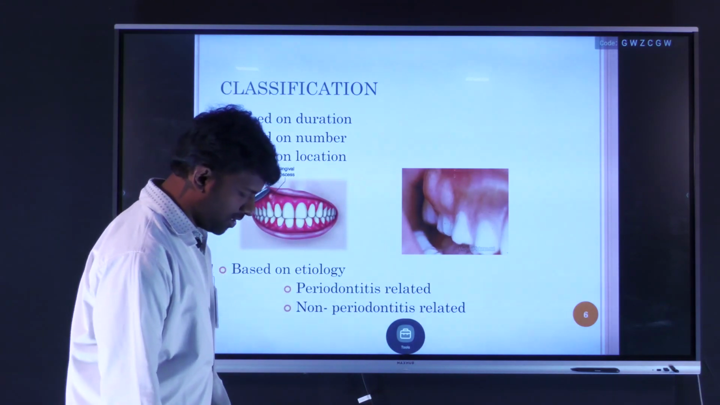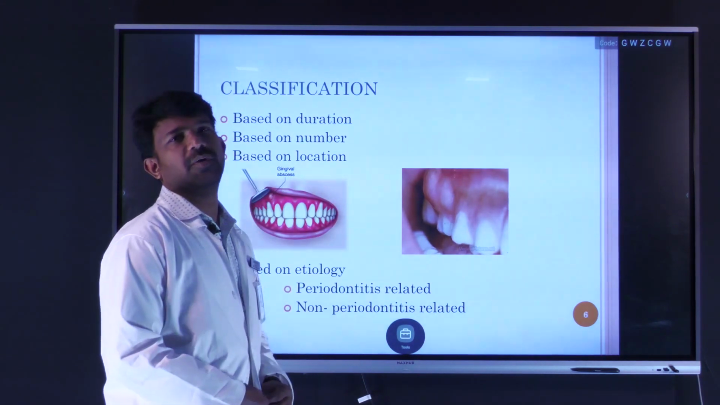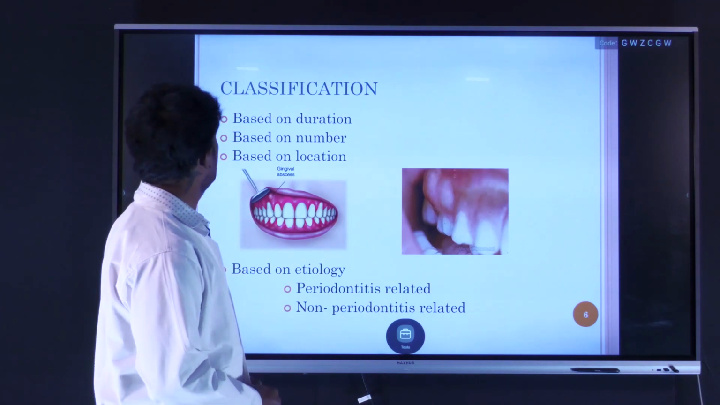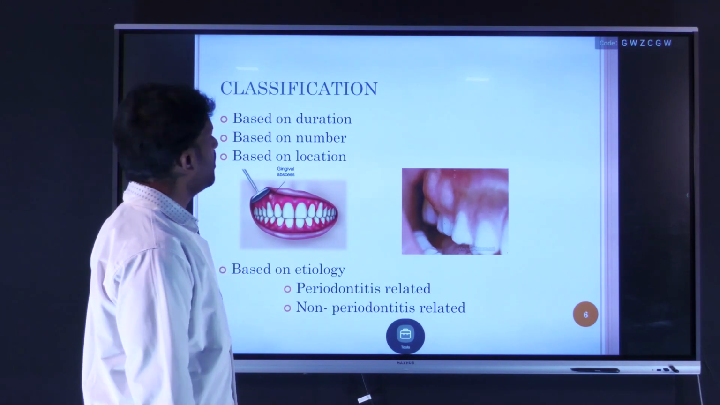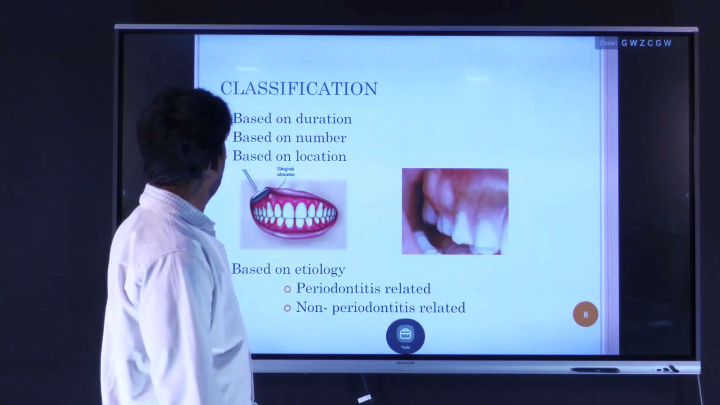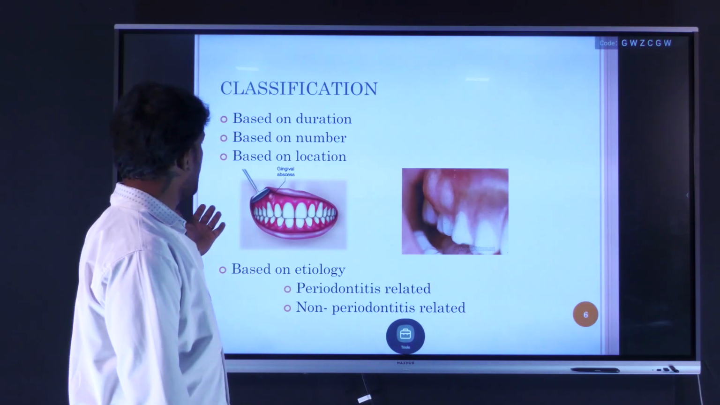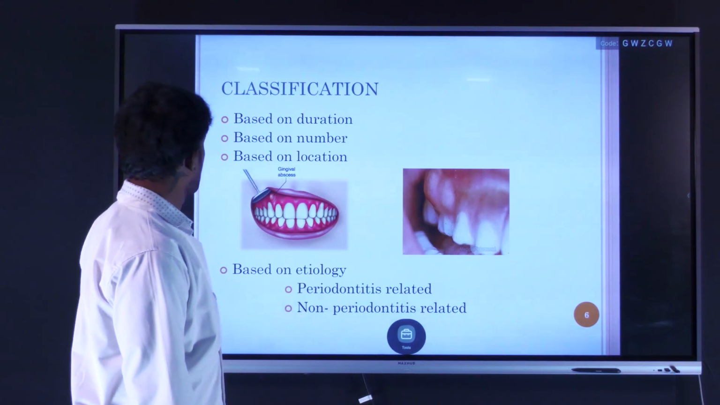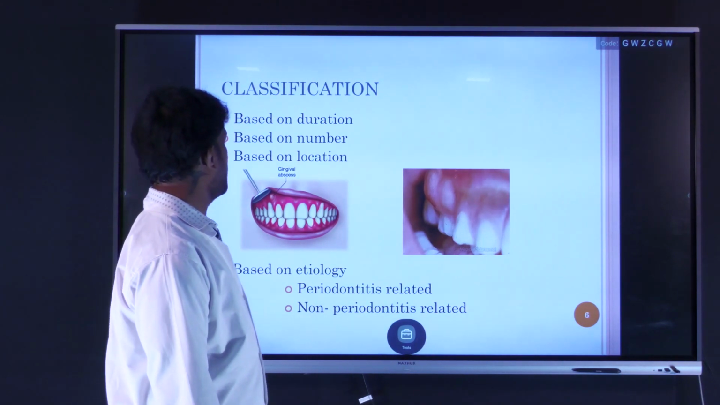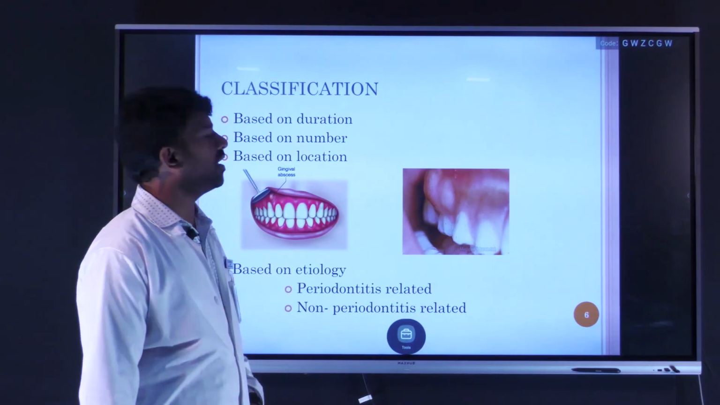Coming to classification, it has 3 classifications. One is based on duration, either acute or chronic; based on number, single or multiple; and based on location, whether it is a gingival abscess or a periodontal abscess. Based on etiology, it is periodontitis related or non-periodontitis related.